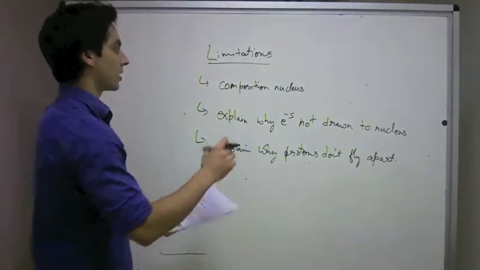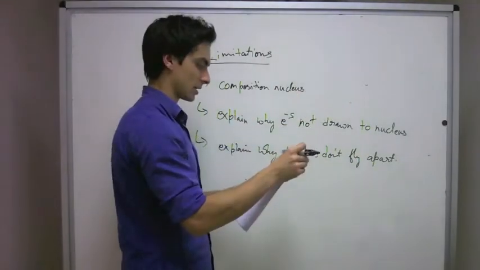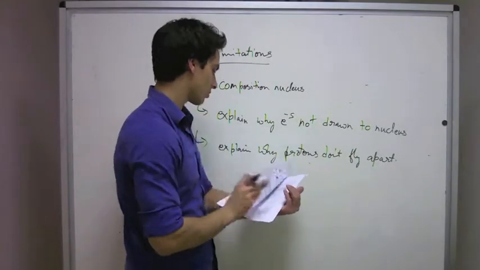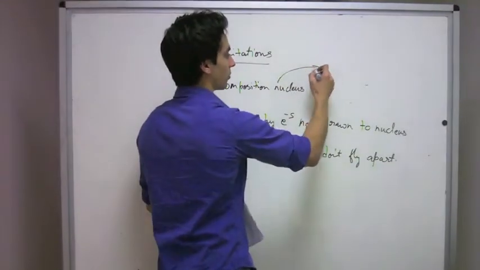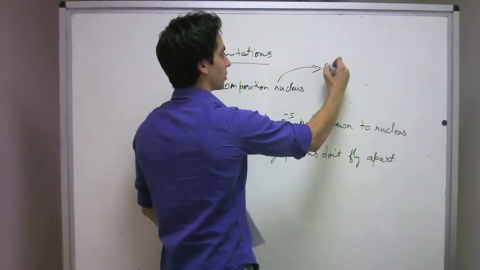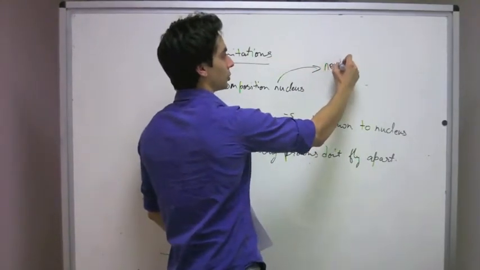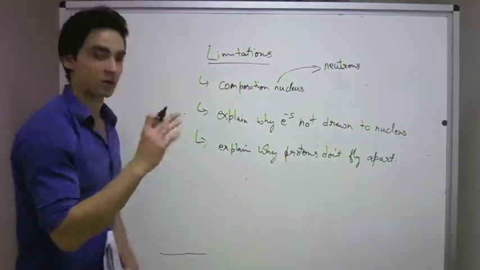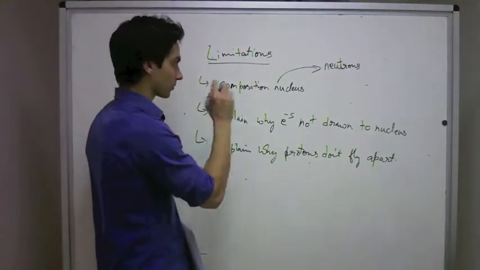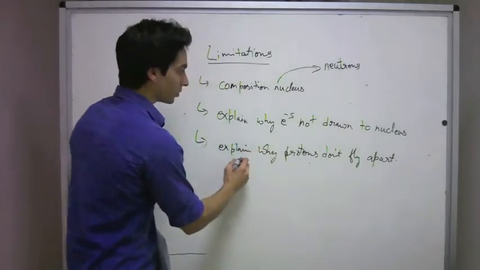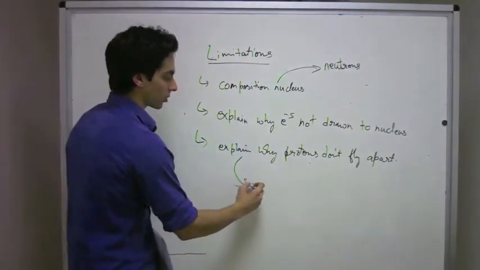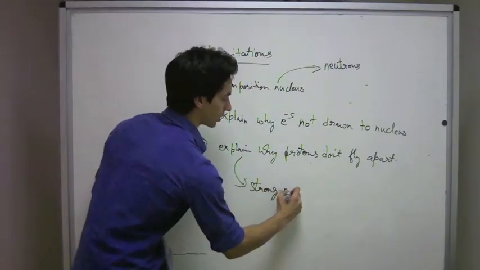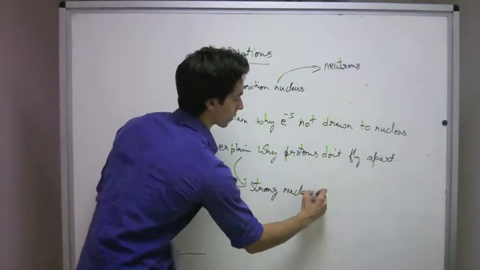Now the composition of the nucleus is basically explained in a later model when they actually define it. We now know that there are also neutrons that are held together with the protons in a nucleus. Okay, and why don't the protons fly apart? Because of this force that we now know called the strong nuclear force. Okay.